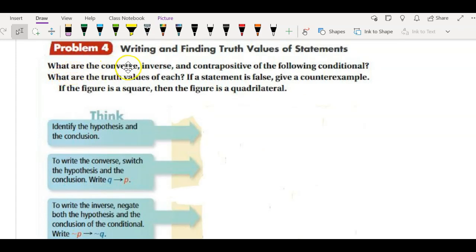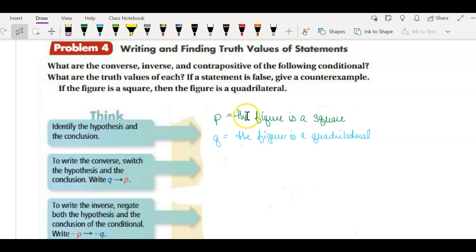Okay, so now we're going to find the converse, inverse, and contrapositive of this conditional: if the figure is a square, then the figure is a quadrilateral. The first thing we have to do is identify the hypothesis and the conclusion. The hypothesis is the figure is a square. The conclusion is the figure is a quadrilateral. So I want you to pause and write down the converse and its truth value. And if the truth value is false, I'd like a counterexample.